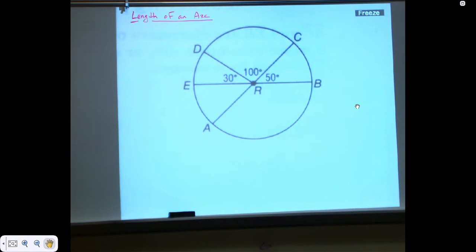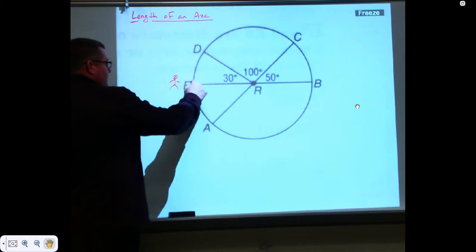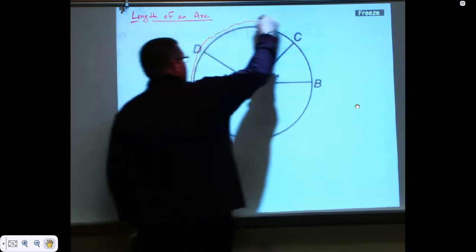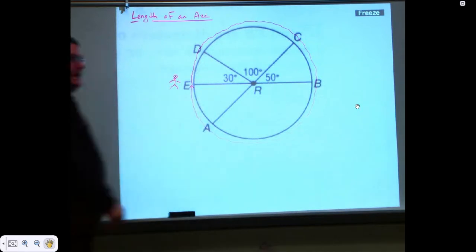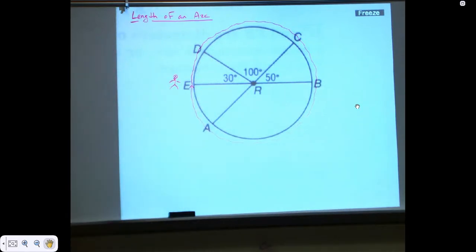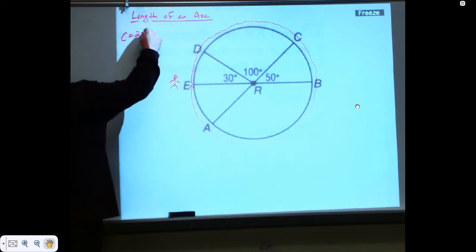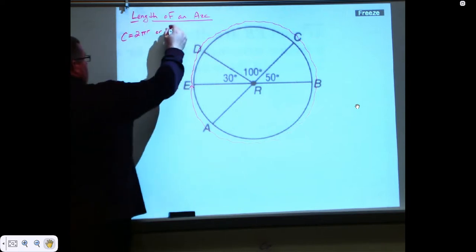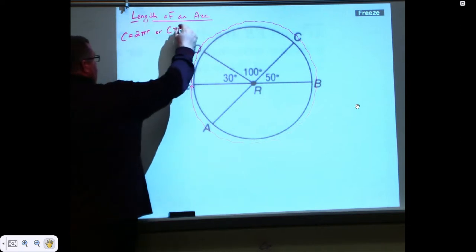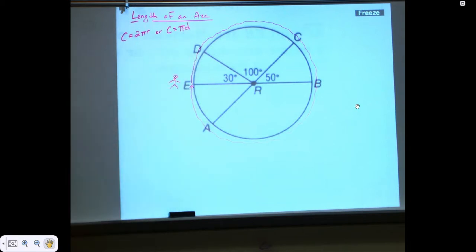What did we learn in section 10.1? If I started at E, started walking right here, and I walked all the way around and got back to there, how do I find that distance? What is that called? It's called circumference. Circumference is equal to what? 2 pi r. Or circumference is equal to what? Pi d. It really doesn't make a difference. It's the same thing, correct?